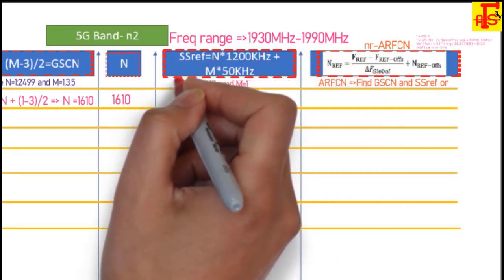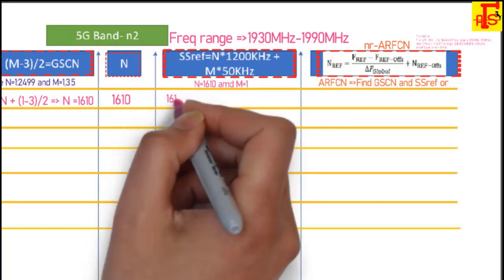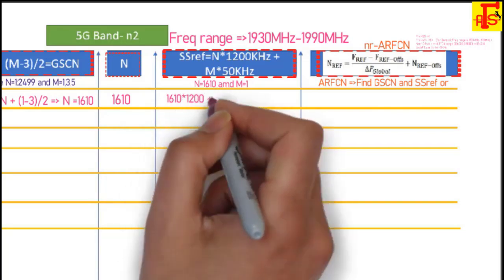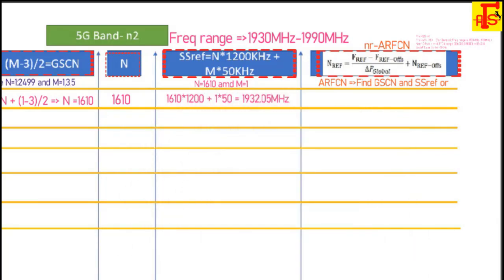So what will be the value of SSREF? The SSREF value is n into 1200 kilohertz plus m into 50 kilohertz. N is 1610 into 1200 plus 1 into 50, that is 1932.05 megahertz. So this is the first frequency, that is SSREF, found in the first scan. But in this position an SSB block is not present.